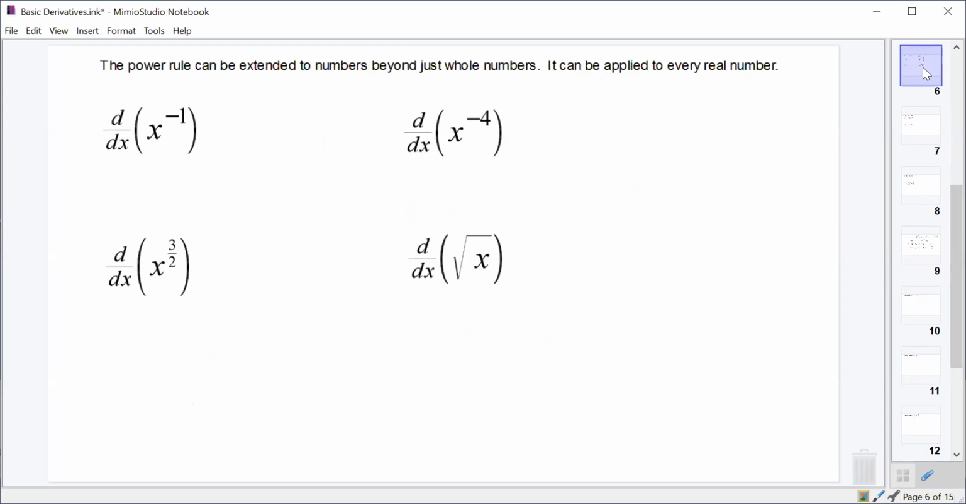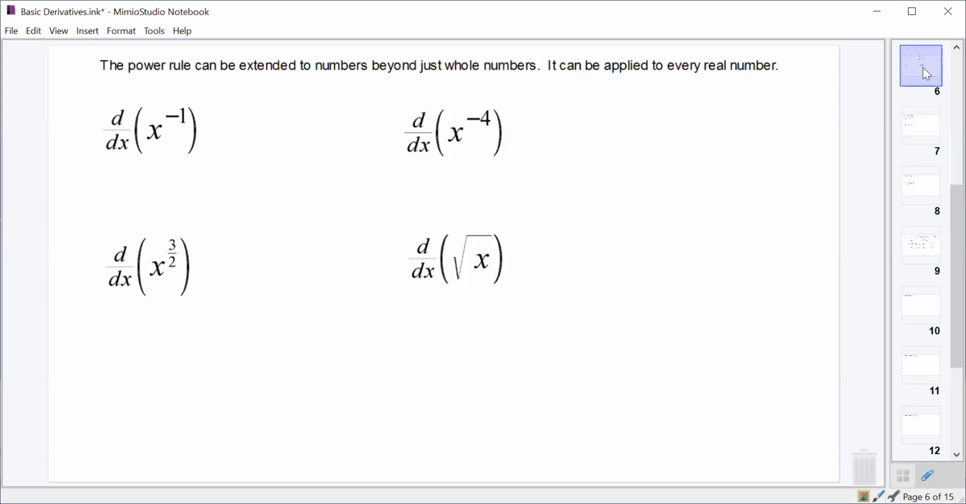The power rule is able to be extended. Everything we've done so far was just natural number exponents, but it can be extended to any real number. So that means negative numbers, it means fractional exponents, it means irrational exponents even. Like if I have x to the e, right? e is just an irrational number. If I have x to the e, I can still use this same rule to find the derivative of that.